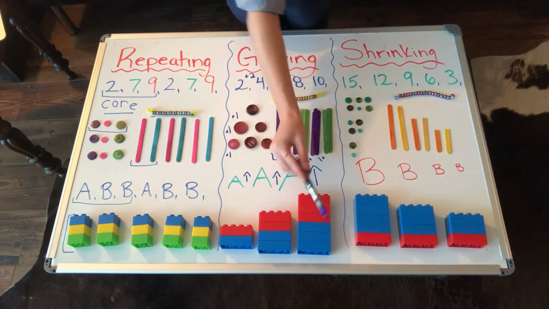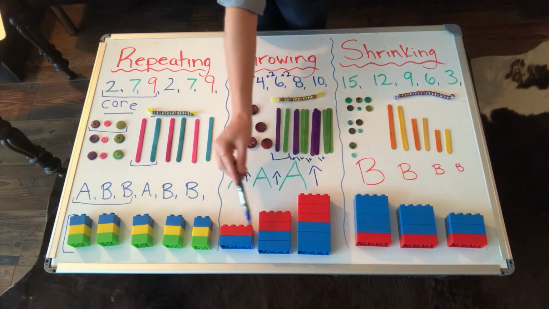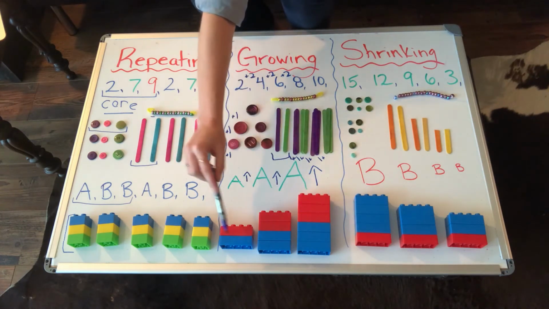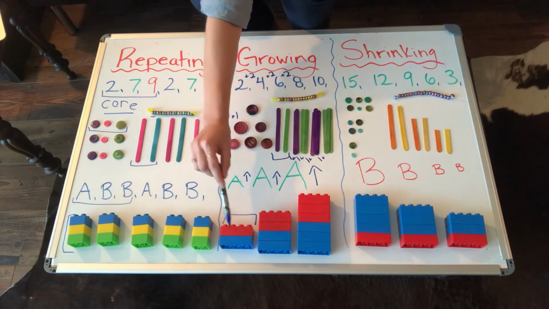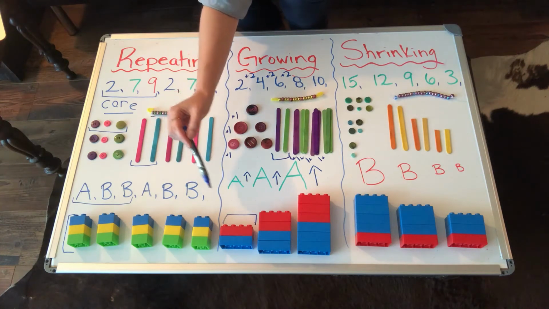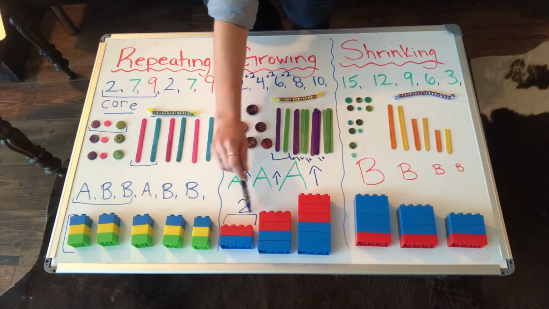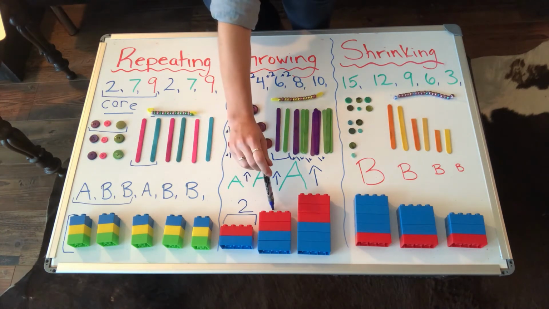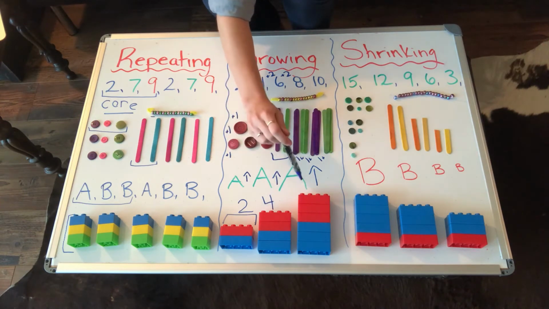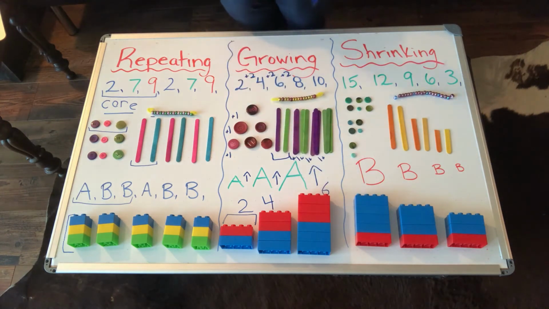With our Lego blocks down here, we can see that every single time we're adding 1 more block to our core of red and blue. So we're adding one more block. So we start with 2, then we have 4, then we have 6.